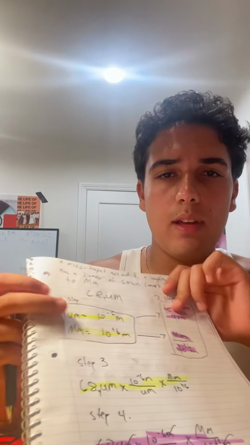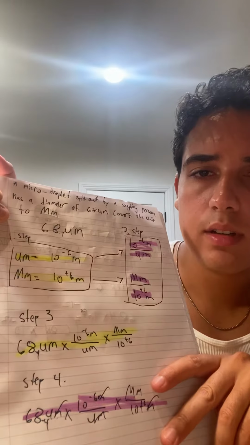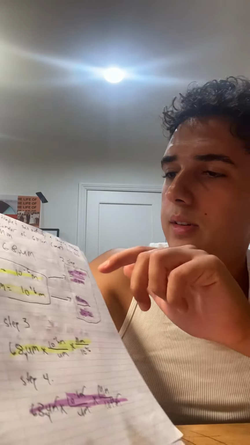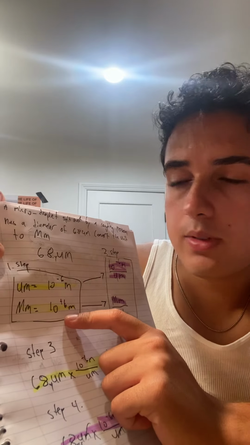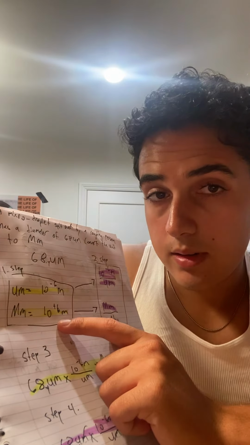The first step that we're going to be doing is explaining our units. So for this specific case, 1 micrometer is equal to 10 to the negative 6 power meter. And then 1 megameter is equivalent to 10 to the 6th power meter.